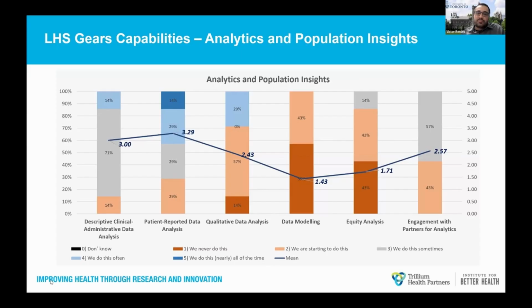So we see the first stacked bar is using clinical administrative data and conducting descriptive analysis with EMR data, for example, or other data sets. We're at about a 3 there. So the mean says we do this sometimes. Patient-reported data analysis, a little bit higher, 3.29. Qualitative data analysis, a little lower, 2.43. So in between, we're starting to do this, and we do this often. So similar range.